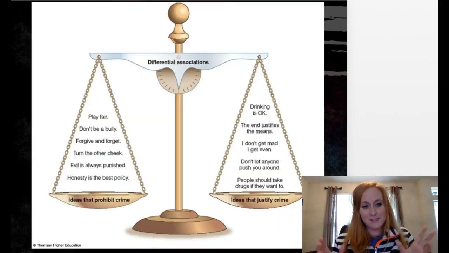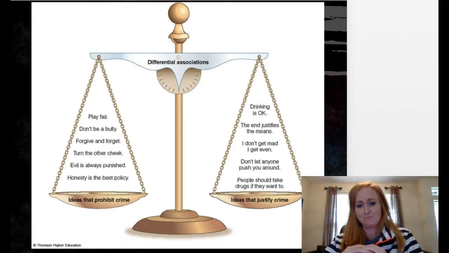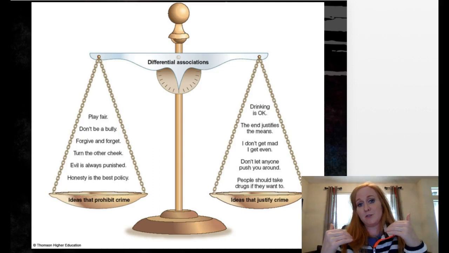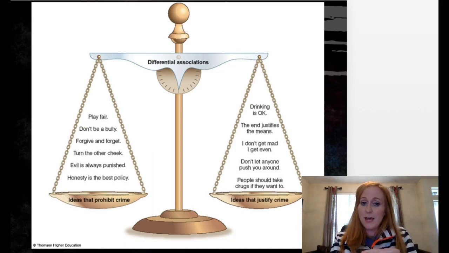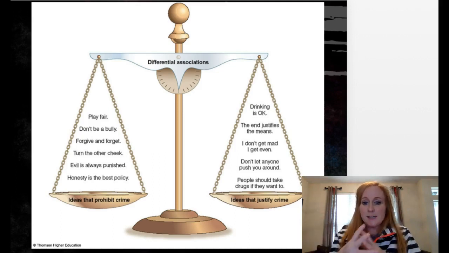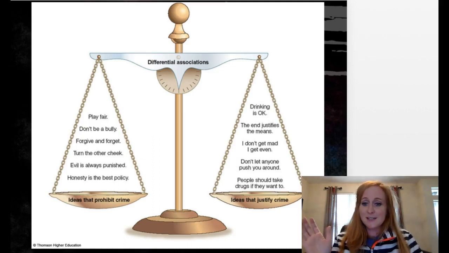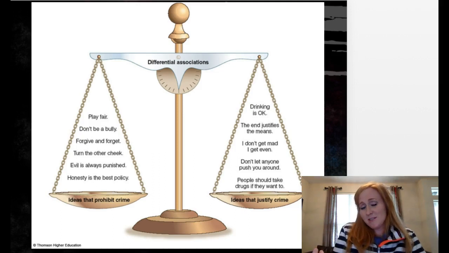So this is kind of a famous tipping of the scales illustration on differential association. On one side of the scale, we have ideas that prohibit crime, that keep us from being criminals. So playing fair, don't be a bully, forgive and forget, turn the other cheek, evil is always punished, they'll get what's coming to them, and honesty is the best policy. On the other side of the scale, we have ideas that justify crime. Drinking is okay, everybody does it, the end justifies the means, I don't get mad, I get even, don't let anyone push you around, and people should be able to take drugs if they want to.